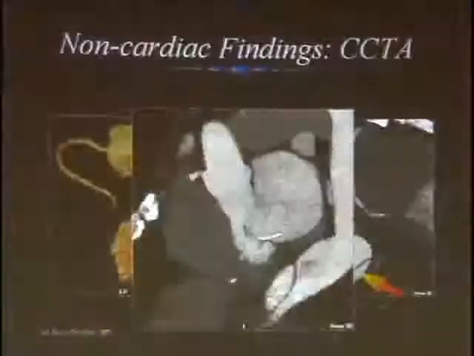Basically, I was just trying to show we can find other things. Actually, more patients who come to our lab have a non-cardiac diagnosis than a cardiac. They have pneumonia. This guy has a dissection. And again, all these things are things that you can pick up at CT. The stress test doesn't pick that up.